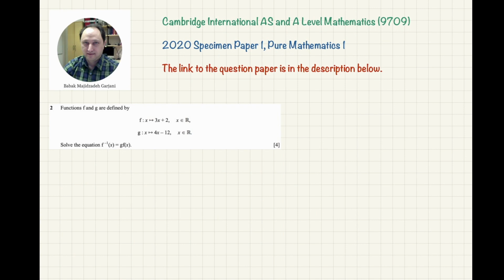Cambridge International AS and A-Level Mathematics, Code 9709. 2020 Specimen Paper 1, Pure Mathematics 1. The link to the question paper is in the description below.